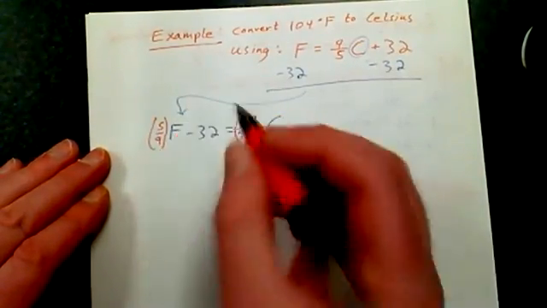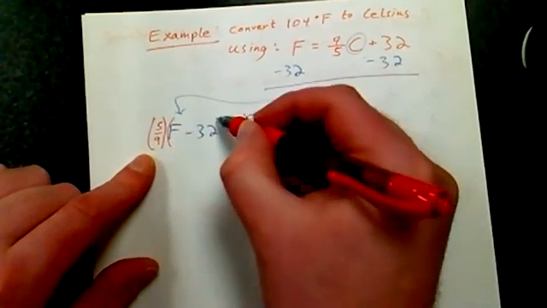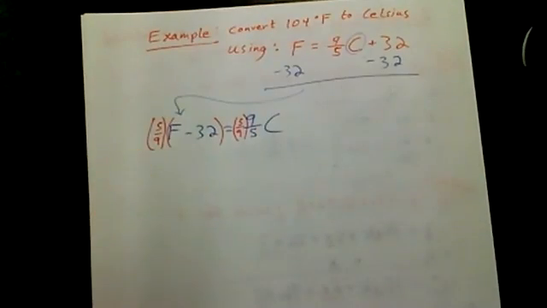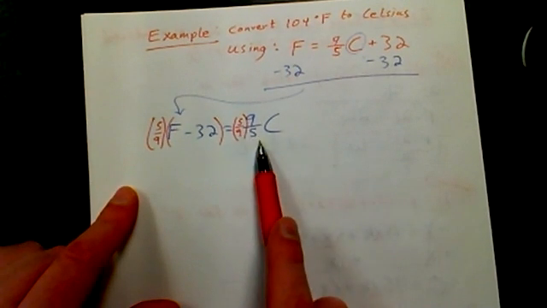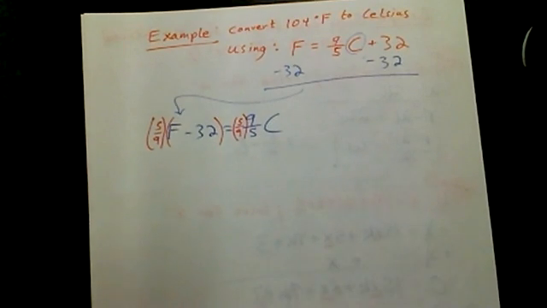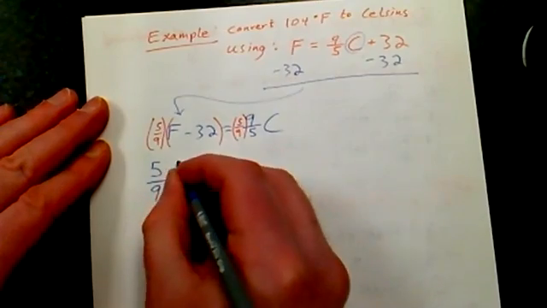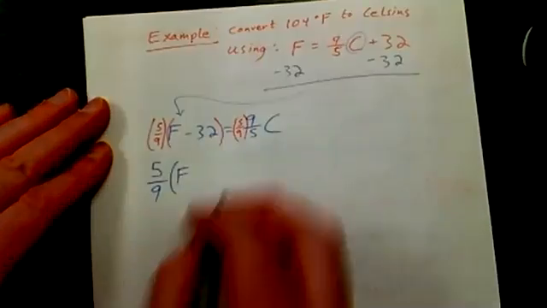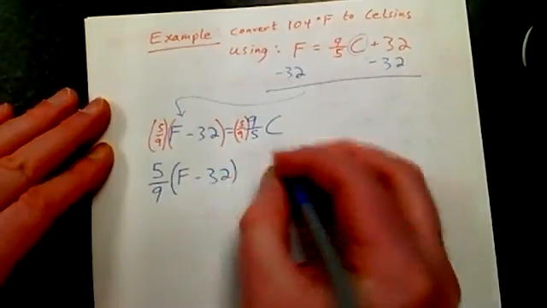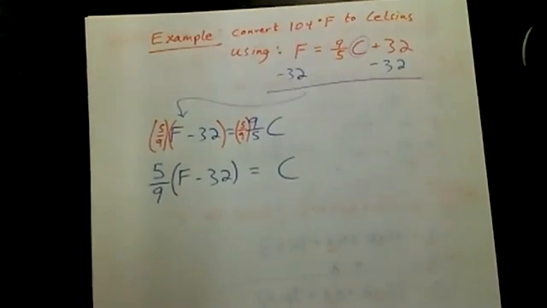It's very important to realize this 5/9 is happening to the whole side. Don't just do it to the F. And you can see if I multiply, this would be 45 over 45. That's just 1. That's C, just like we want. So the formula for Celsius is 5/9 times the Fahrenheit degrees minus 32. That's what we get for Celsius.